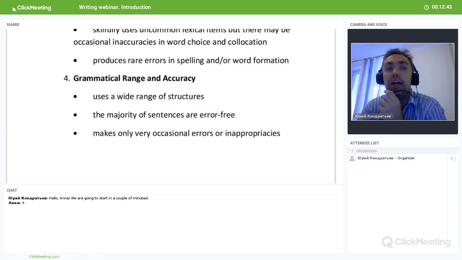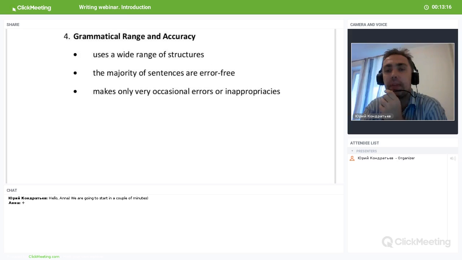group of criteria, that's grammatical range and accuracy. You have to use a wide range of structures. It means you should use different tenses, not just present simple and past simple, but well, it could be, for instance, present perfect continuous, or conditional sentences, or inversion. Not only does it blah, blah, blah, but it also, and so on. The majority of sentences are error-free, so it should be accurate, it should be correct. And a candidate who scores 8, who gets band 8, makes only very occasional errors or inappropriacies.